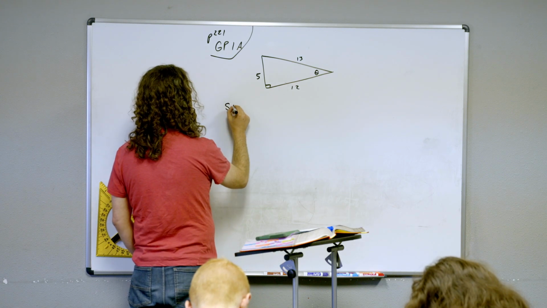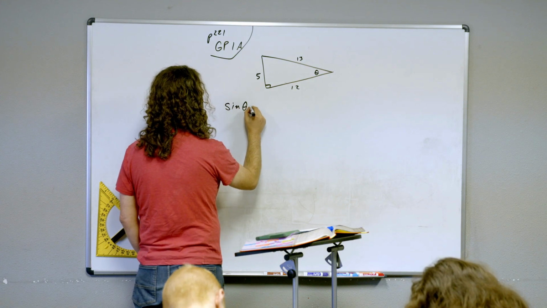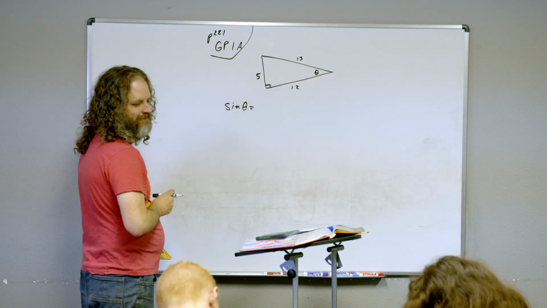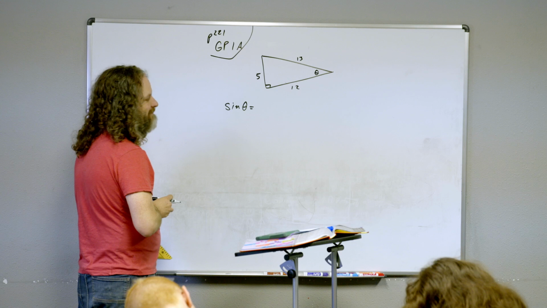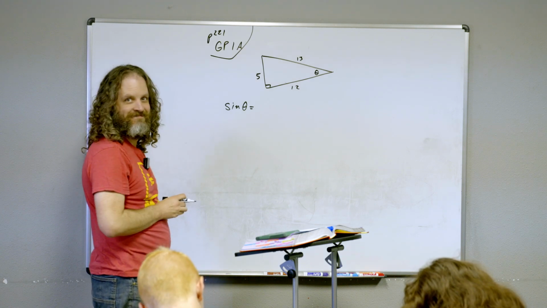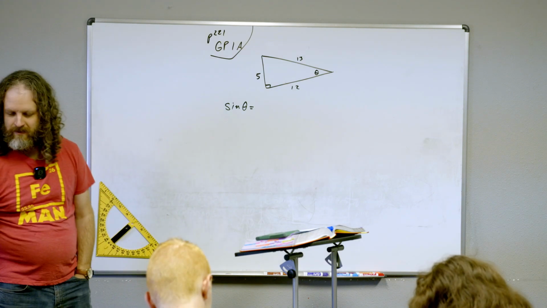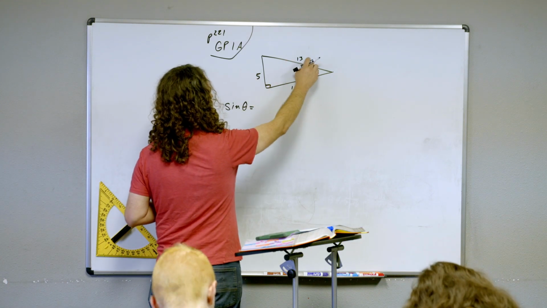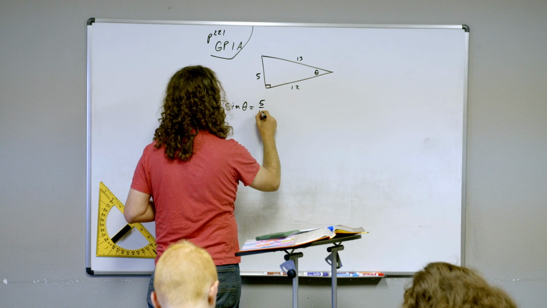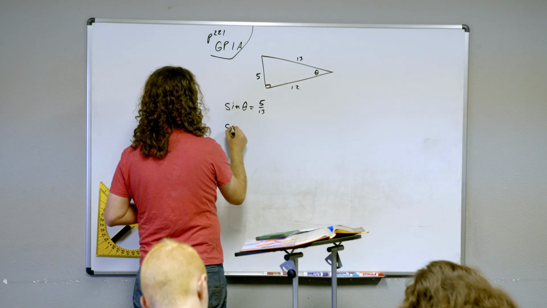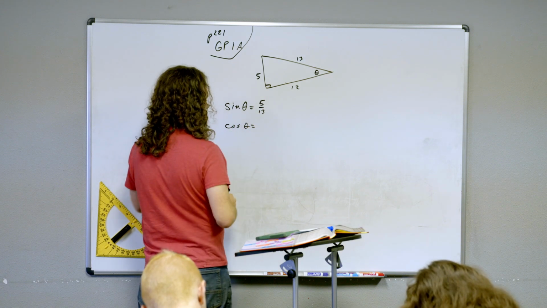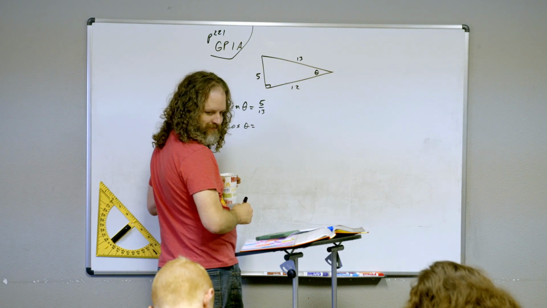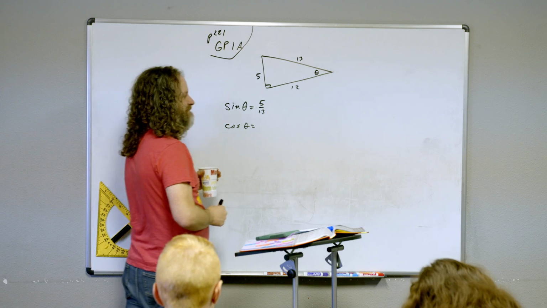So the sine of theta in this instance would be what? So which one do you want for sine? It's going to be 5 over 13. Yeah, so the opposite over the hypotenuse would be 5 over 13. Cosine would be what? 12 over 13? Yes, you're right.